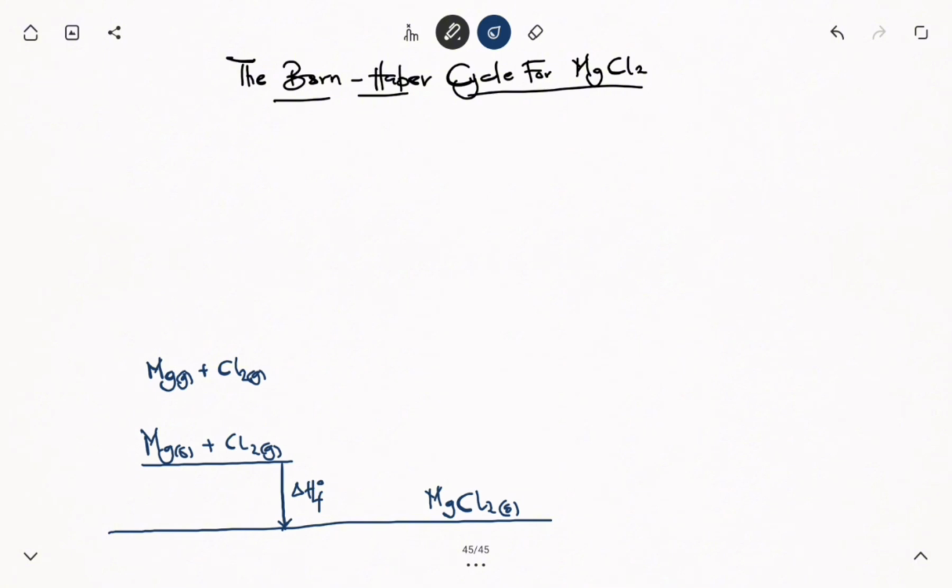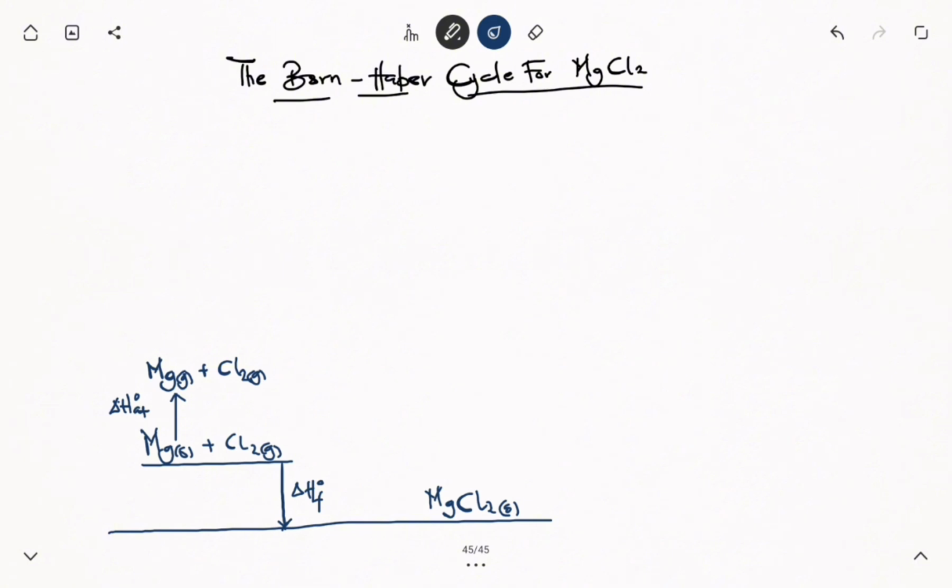Now changing magnesium to its gaseous state involves energy, and that energy is what? That energy is the enthalpy of atomization. So we'll call it delta HAT. So that is the enthalpy of atomization of magnesium. Now after we turn it into a gas, the next thing we are going to do is to ionize it.